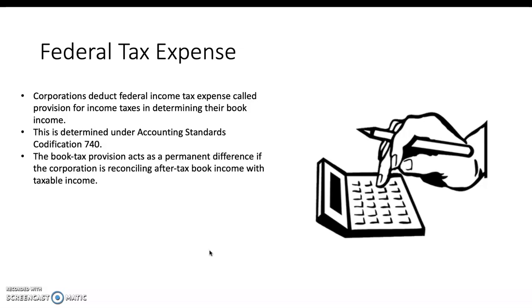Federal tax expenses. Corporations deduct federal income tax expense, called provision for income taxes, in determining their book income. Typically on a company's audit, this would be one of the last items that you'd see down the P&L, right by net income, and is shown as what they believe they will be paying in taxes at the end of the year. This is determined under Accounting Standards Codification 740. The book tax provision acts as a permanent difference in the corporation's recording of after-tax book income versus taxable income.